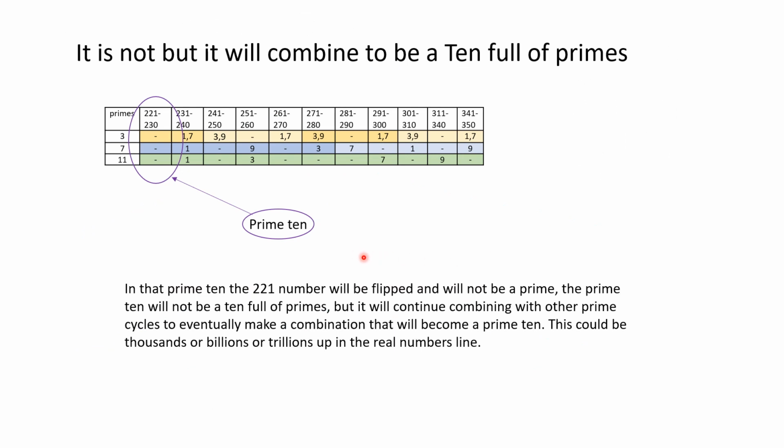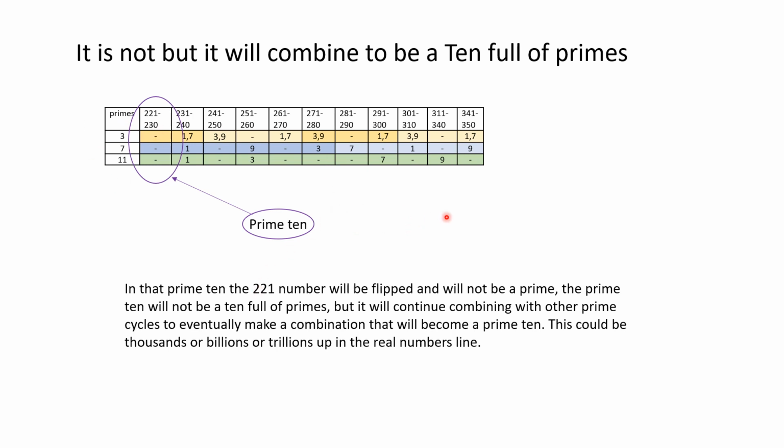In the cycle from 3 through 11, this will be a prime ten. But we're gonna come another cycle that's gonna flip some of the numbers, so it will not be a prime ten. Anyway, this is gonna be combined to form another prime ten. Doesn't matter, it's gonna be flipped later.